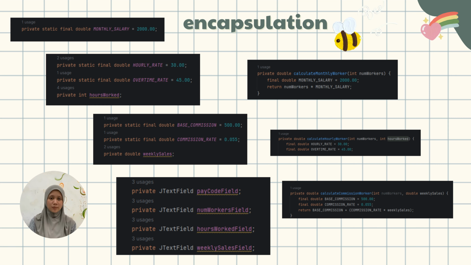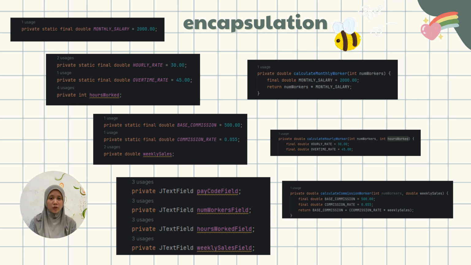Next, encapsulation. In the code for MonthlyWorker, the line private static final double monthlySalary equals 2000 declares a private, static, and final variable named monthlySalary with a value of 2000. The private access modifier specifies that the variable can only be accessed within the same class. Other classes cannot directly access or modify this variable. In this case, the monthlySalary variable is only accessible within the MonthlyWorker class.